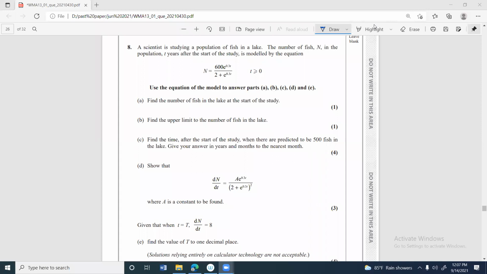Then if you come up to this question, a scientist is studying the population of a fish in a lake.